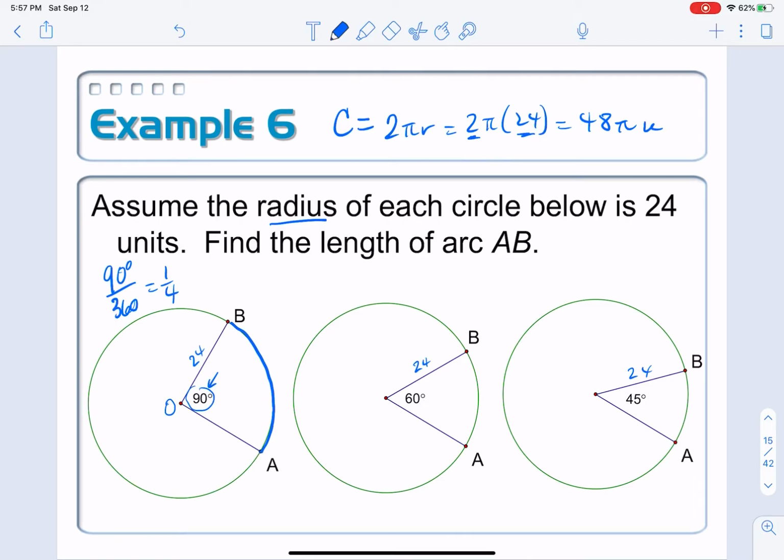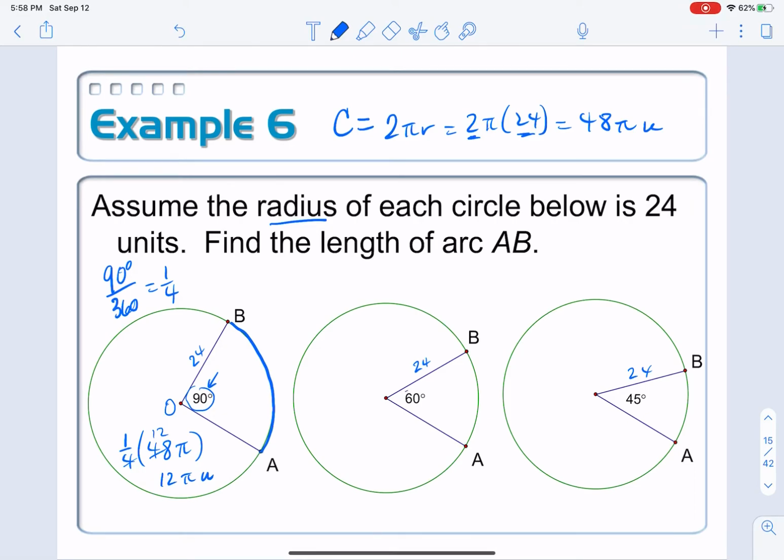So for the arc length on the first circle here, it's going to be 1/4 of that. 1/4 of 48 pi. This is the same thing as 48 divided by 4. It leaves 12 behind. I have 12 pi units. It's a length. It gets units. It doesn't get degrees.